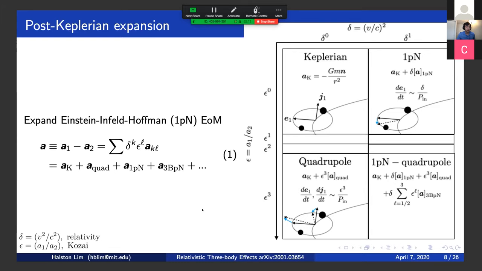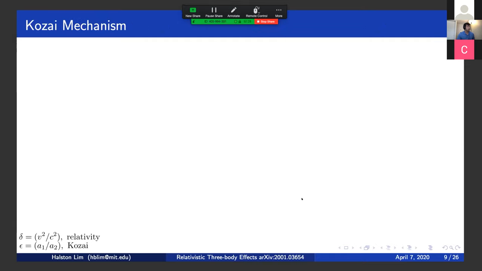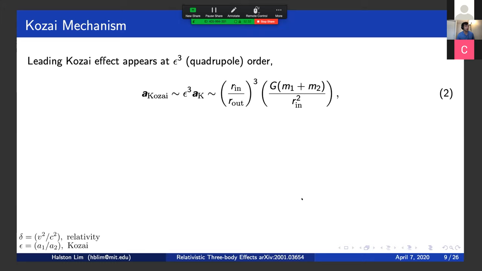All right. So what does the evolution look like if we were to only include these effects? So just the Keplerian forces and the quadrupole forces. These are Newtonian. So you get the leading Kozai effect at epsilon cubed quadrupole order. And like I mentioned before, these forces are epsilon cubed relative to the Keplerian accelerations here. I'm using forces and accelerations interchangeably.